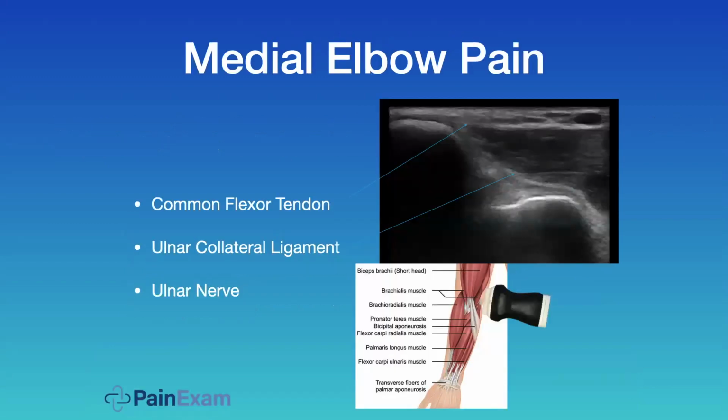Medial elbow pain. So here you have an ultrasound imaging the medial elbow. You see the common flexor tendon and the ulnar collateral ligament between the two bones.